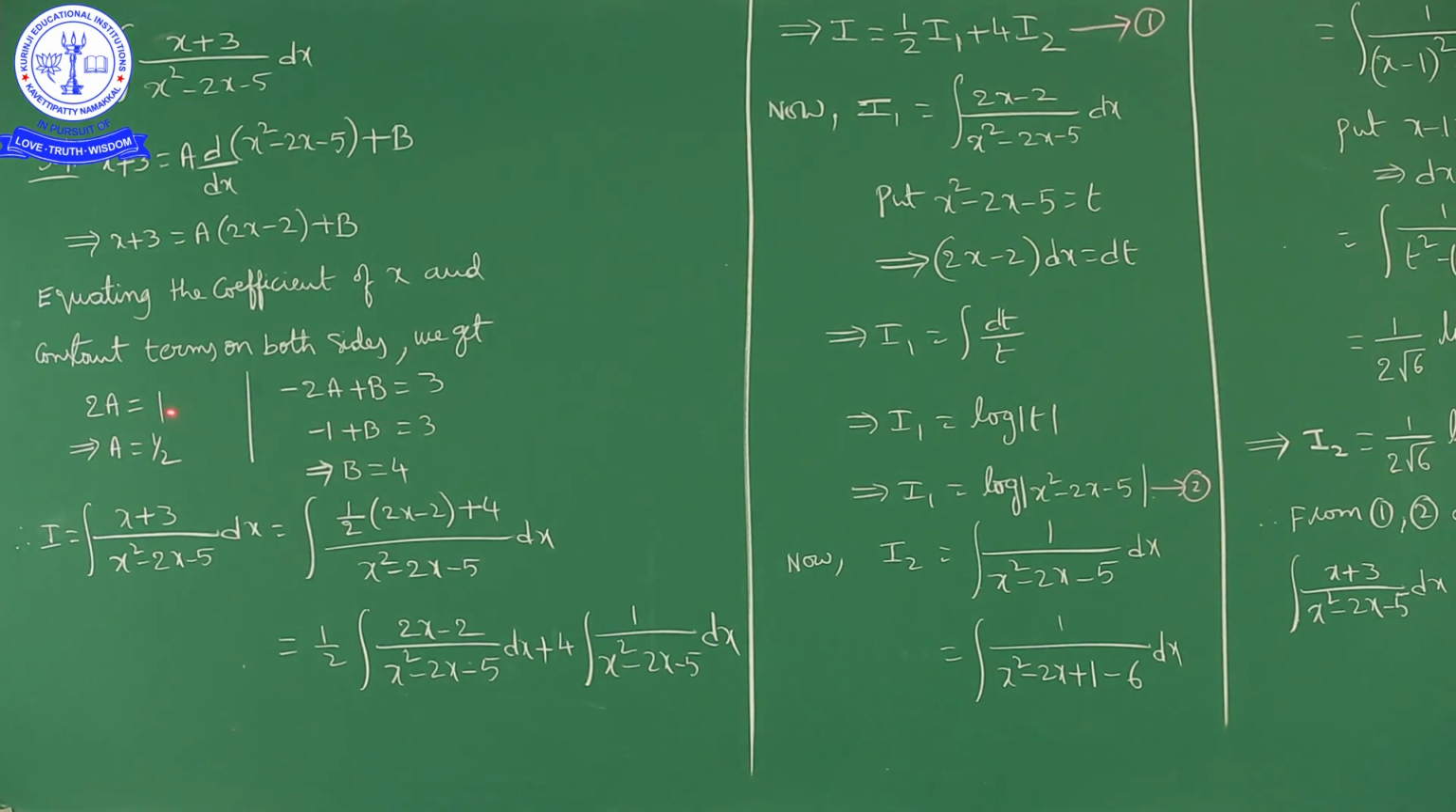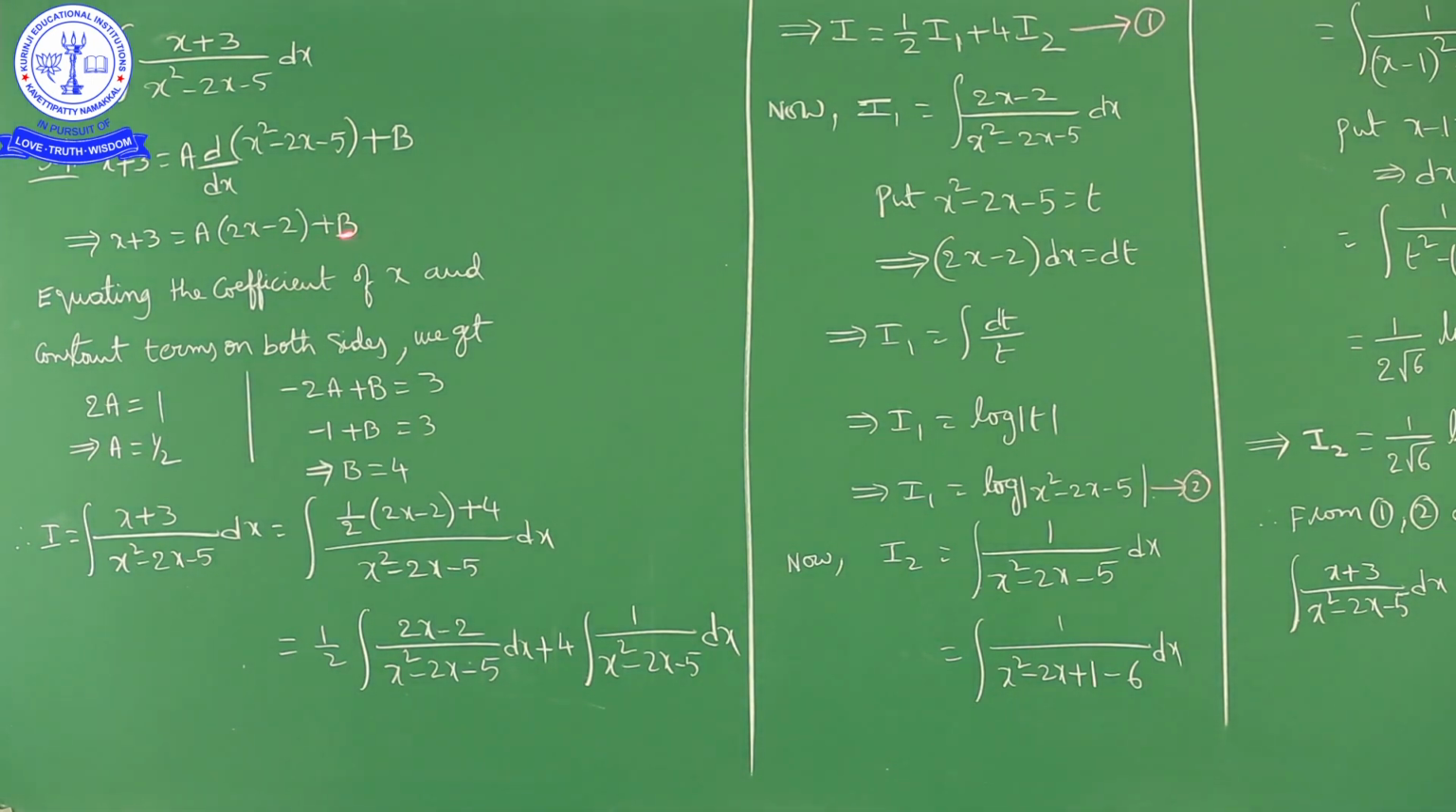So minus 2a plus b is equal to 3. 2a is equal to 1, so minus 2a is equal to minus 1. So minus 1 plus b equals 3, so b is equal to 4. So x plus 3 we can write as 1 by 2 into 2x minus 2 plus 4. If we check, the given integral, integral x plus 3 upon x square minus 2x minus 5 dx, is equal to 1 by 2 into 2x minus 2 plus 4. If you multiply inside, the 2 gets cancelled, x minus 1 plus 4, minus 1 plus 4 is plus 3. So we are writing x plus 3 like this.